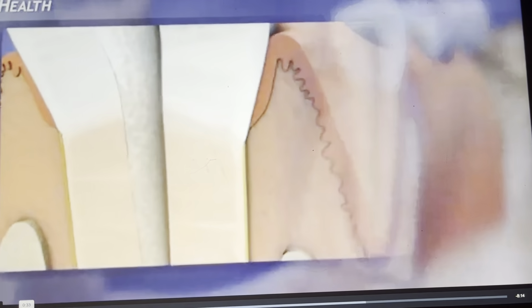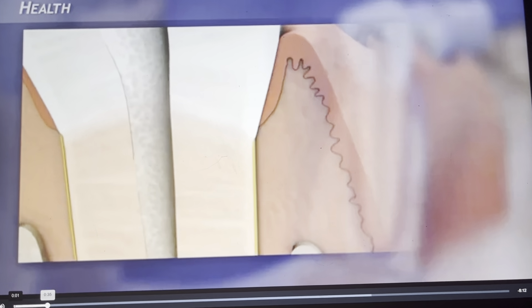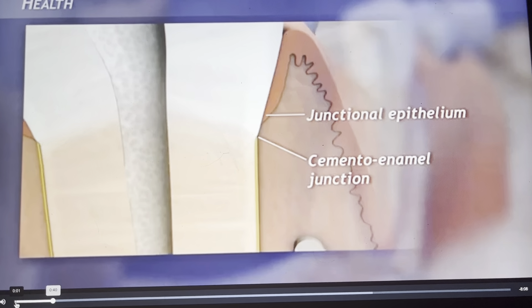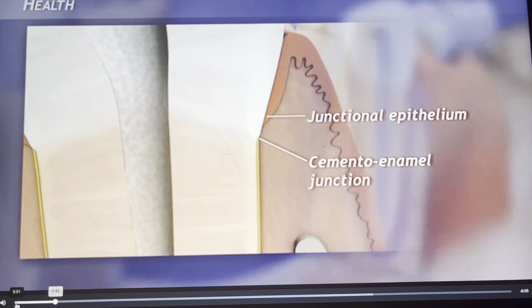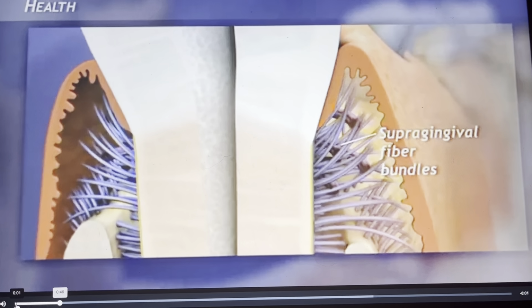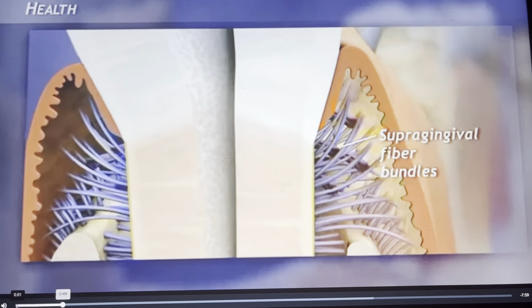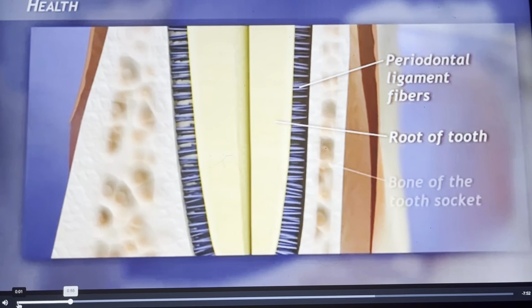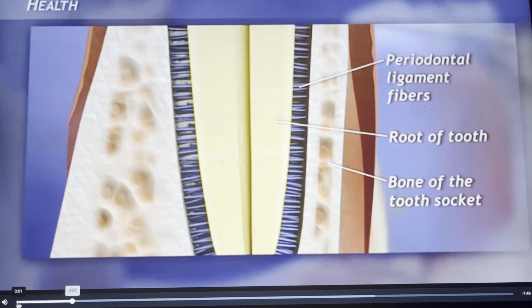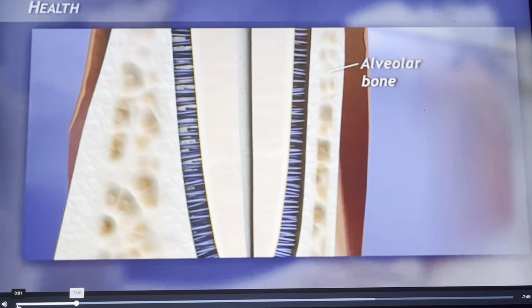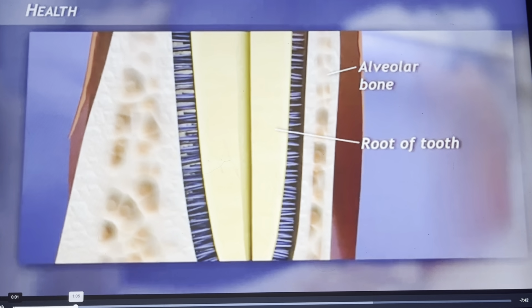In health, the periodontium exhibits the following characteristics: a junctional epithelium that is coronal to the cemento-enamel junction; intact, healthy supragingival fiber bundles that provide support to the gingiva; intact periodontal ligament fibers that attach the root to the bone of the tooth socket; and intact, healthy alveolar bone that supports and protects the roots of the teeth.